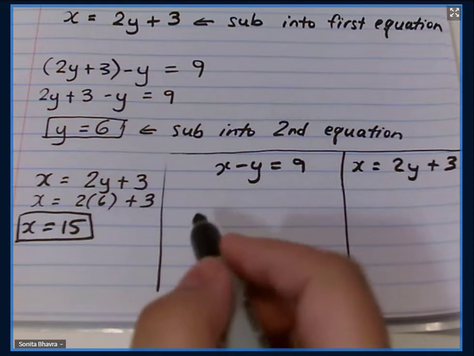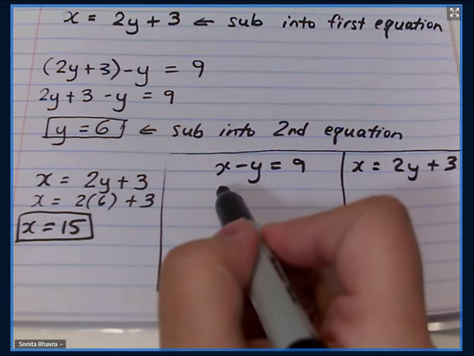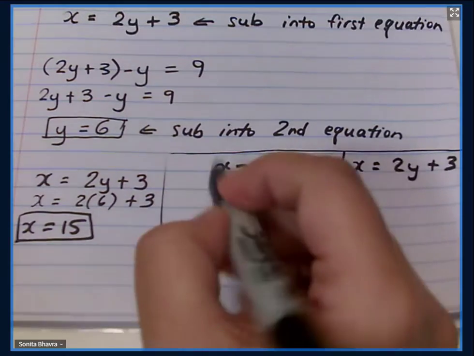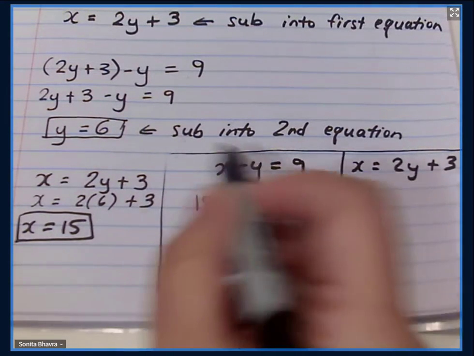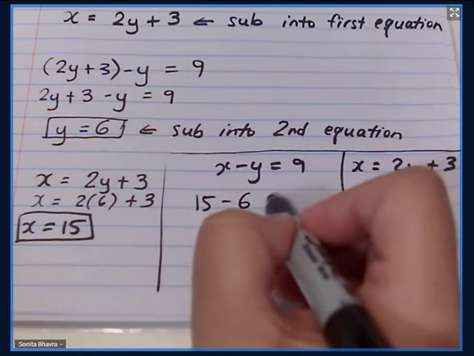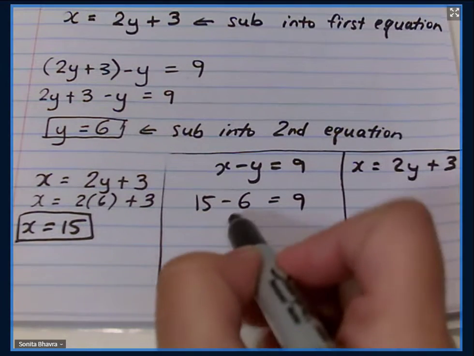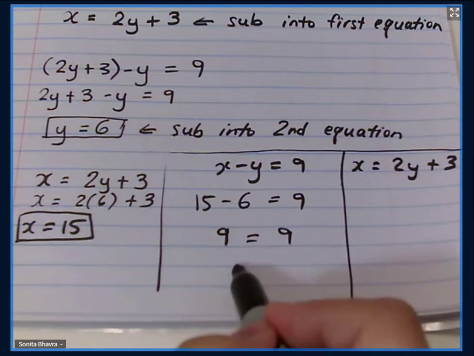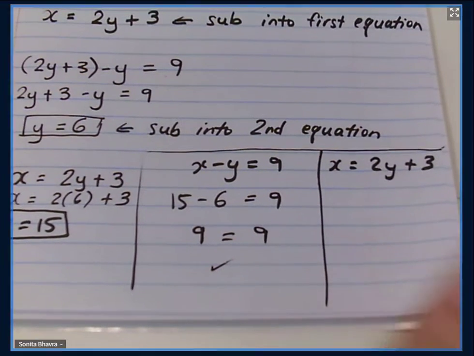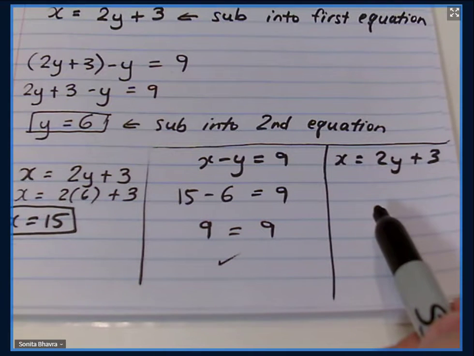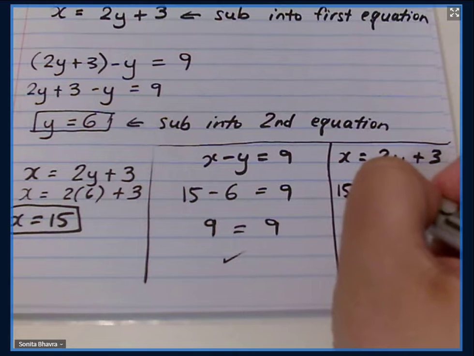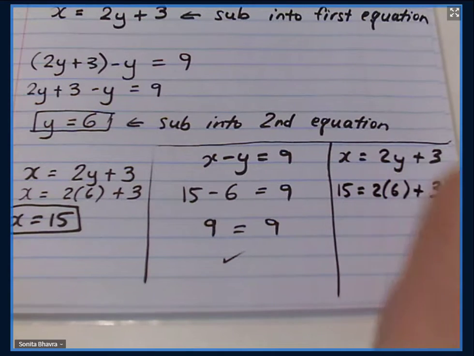So here our x first is 15, our y is 6, so 15 minus 6 has to equal 9. 15 minus 6 is equal to 9, both sides are equal, so therefore that's verified. Next, our x is 15 equals 2 times 6 plus 3.